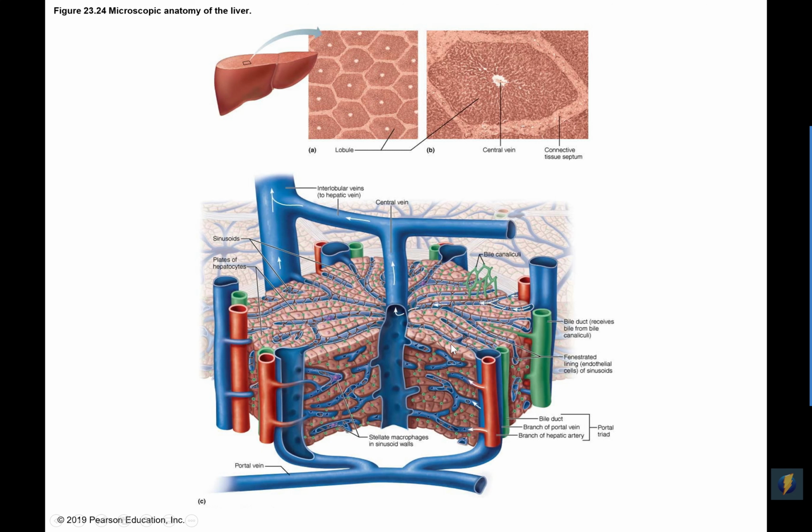When bile is made by the liver cells, it travels through what we call canaliculi into a very small bile duct. The little portal venule, the little portal arteriole, and the little bile duct are known as the portal triad, and each of the corners of the hexagon has a portal triad with it.